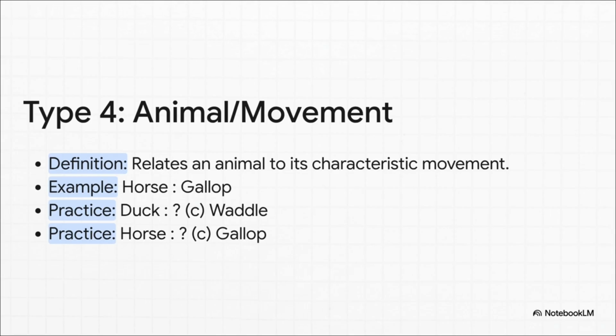A horse is famous for its gallop. So what's that classic movement for a duck? You can probably picture it. It's a waddle. Answer C. Okay, how about this one? A lion is to prowl, as a horse is to gallop. That's answer C. It's the action that defines them.